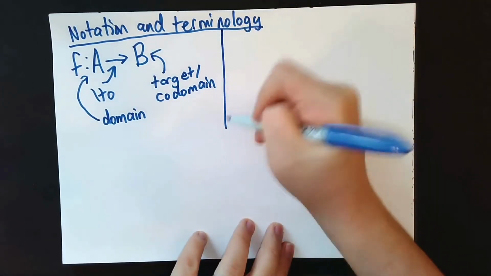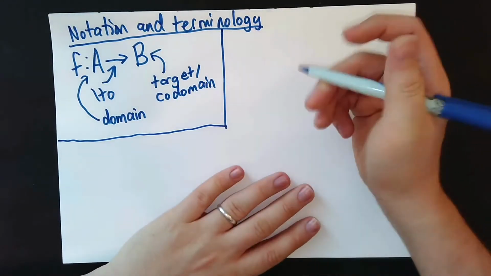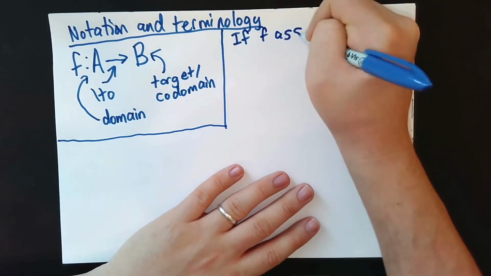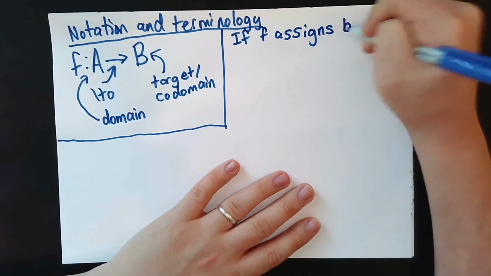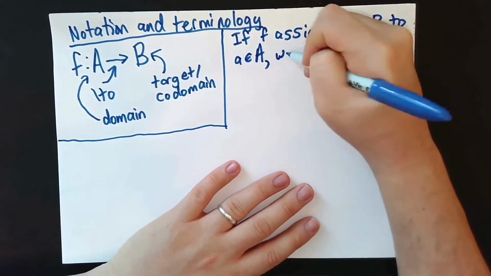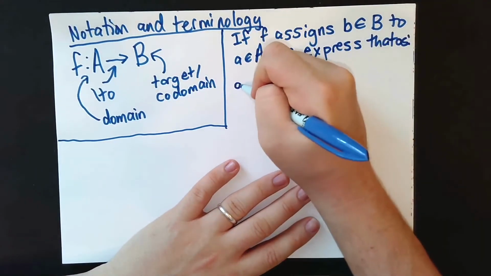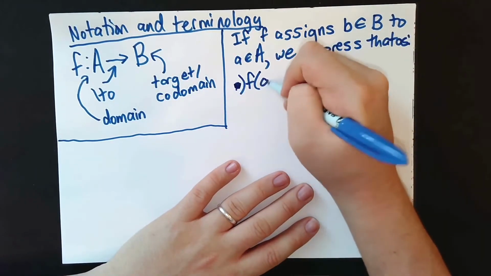Now remember that what a function is doing is assigning to each element of A an element of B. So if f assigns the element b in B to the element a in A, we can express that in a couple ways. One way we say that is we express it as f of a equals b.